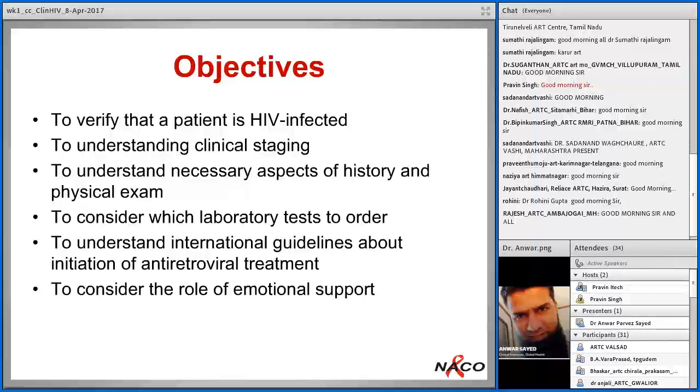In the first lecture, the main aspects of initial evaluation discussed were how to receive a patient who has come to your OPD, and verify their HIV testing report first. Then staging the patient as per their clinical stage, and understanding the necessary aspects of clinical examination, history taking and physical examination. And also the initial laboratory tests we offer these patients, which we call baseline investigations at our ART centers.